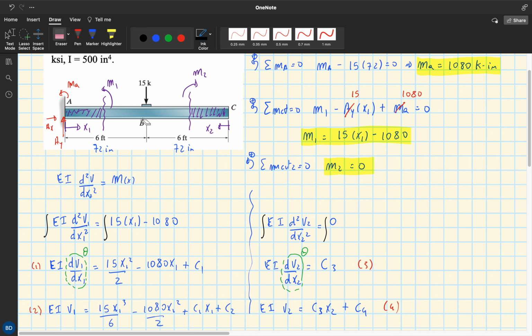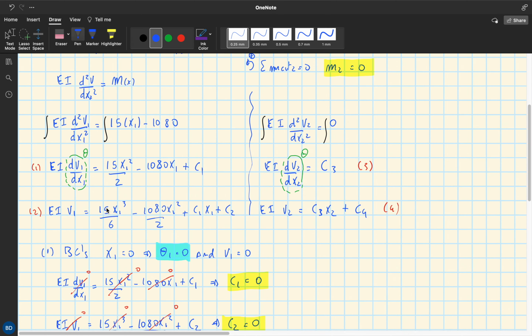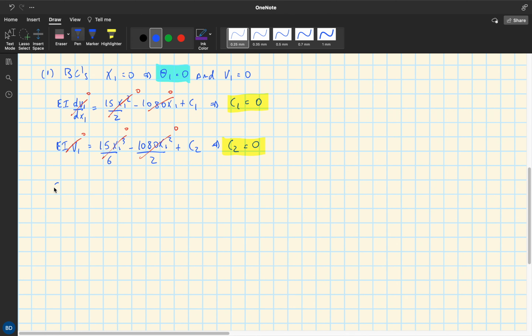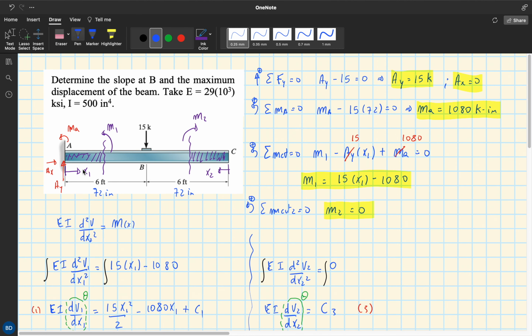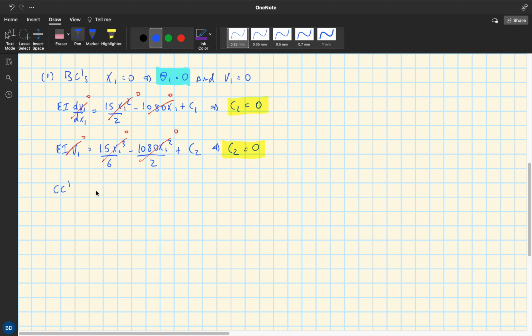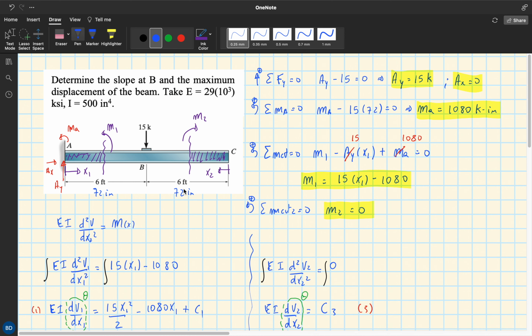So if they must have the same displacement, now we have our third and fourth conditions, which are the continuity conditions. We have them at the midpoint, which means x1 is going to be equal to 72, and also x2 is going to be 72. So x1 equal to x2 equal to 72. It means that the rotation theta 1 has to be equal to negative theta 2, and the displacement v1 has to be equal to v2. And see this here, I have a negative sign because of the rotation from one side and from the other side.